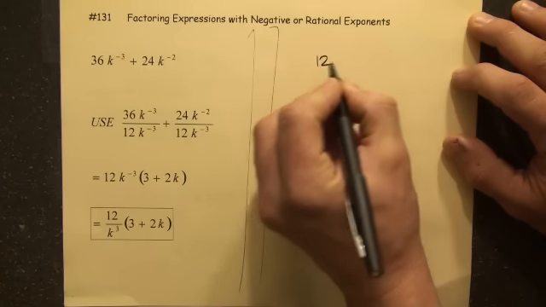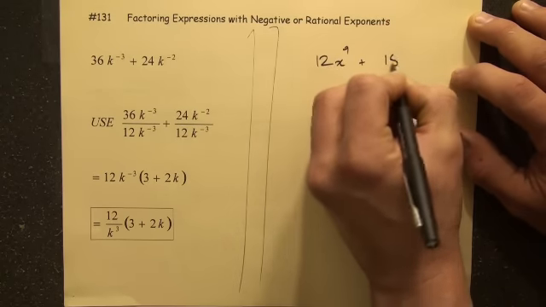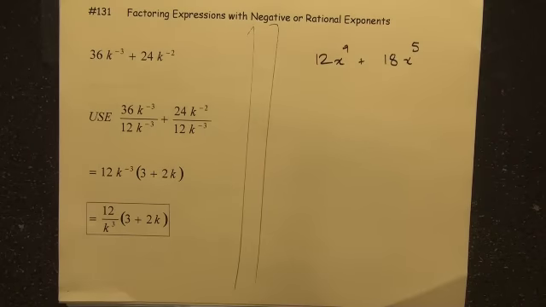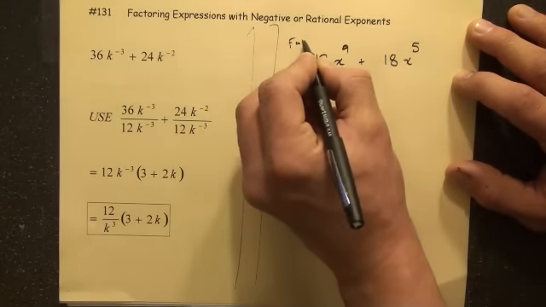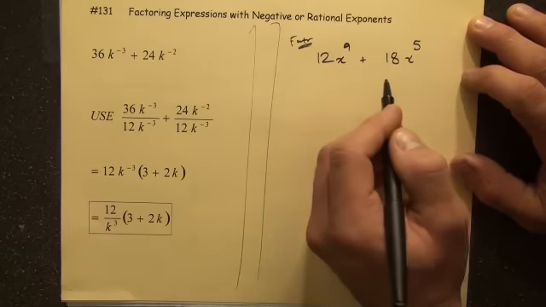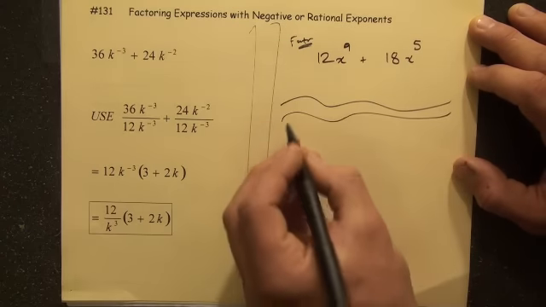Let's say you were asked to do 12x to the ninth plus 18x to the fifth, something like this. What would we do first if we were asked to factor this? Why are we doing this one? Because it doesn't have the negatives. This is a relatively easy problem. What we're going to do here is take out the greatest common factor.